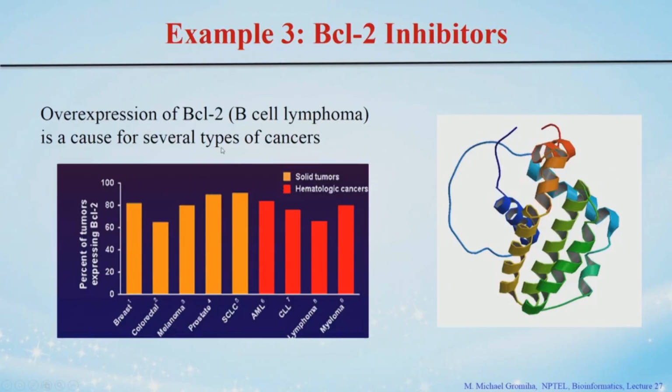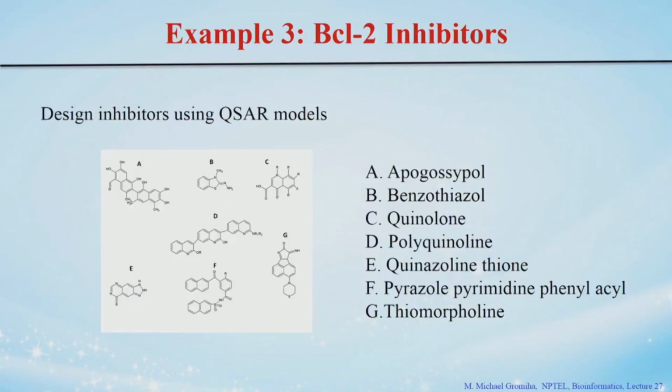This is also a cause for several types of cancers. So, we see in this graph the different types of cancers, breast cancer, colorectal cancer, prostate cancer and so on, and you can see the percentage of tumors which express BCL2. This is very high. So, it is very important to identify lead compounds as inhibitors. This is a structure, mainly alpha helices, of BCL2, and how to get these models.